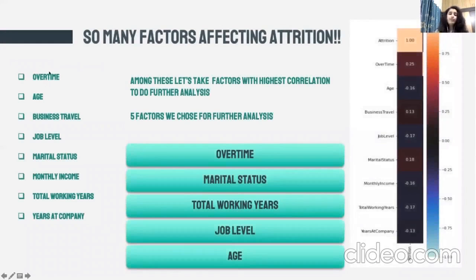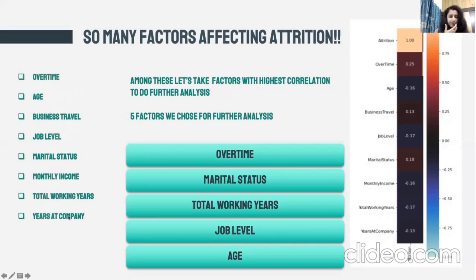So after plotting many graphs and after doing a lot of analysis on each variable, we found that these 8 factors significantly affected our attrition. So that's overtime, age, business travel, job level, marital status, monthly income, total working years, and years at company.